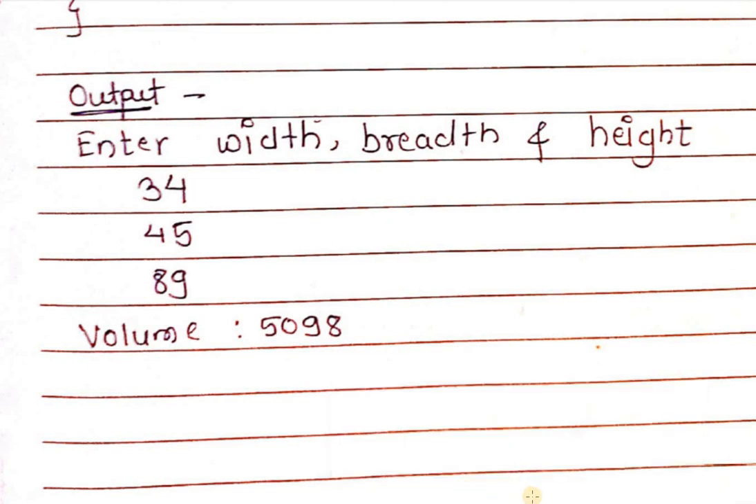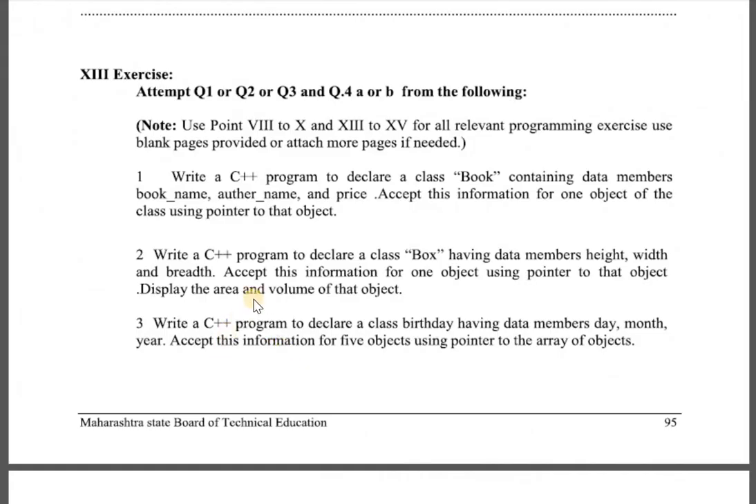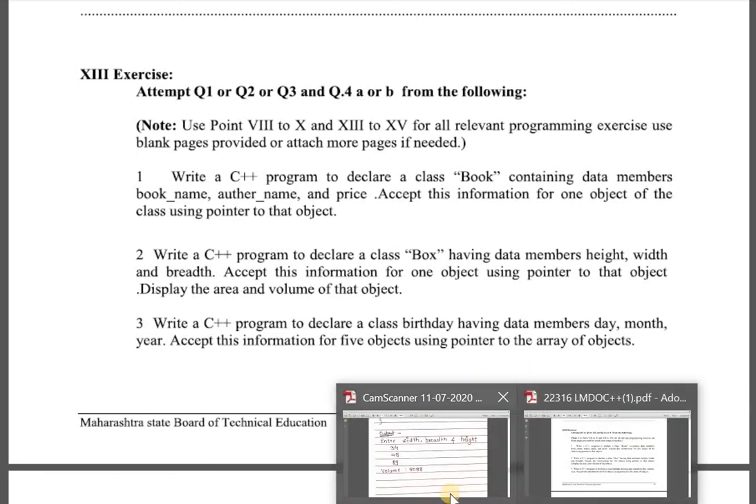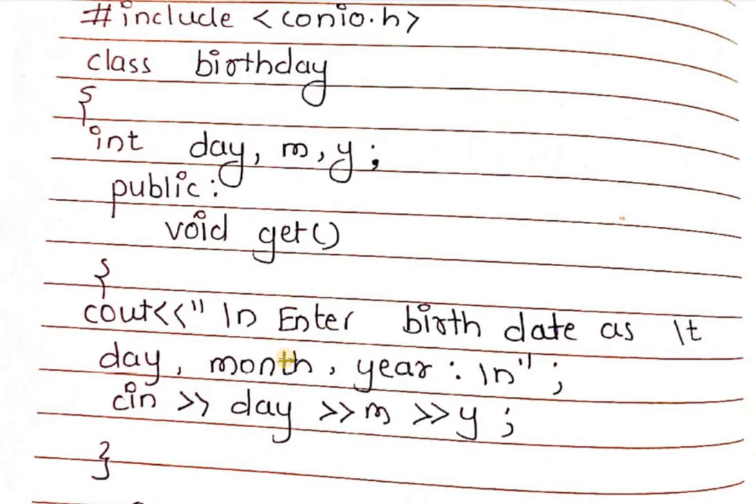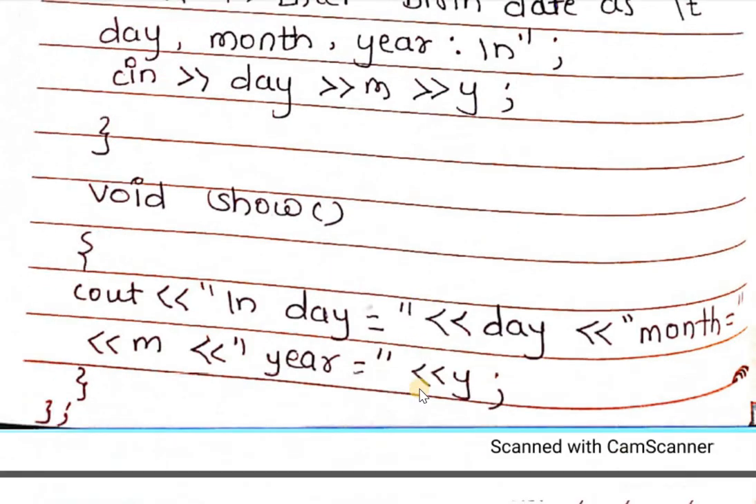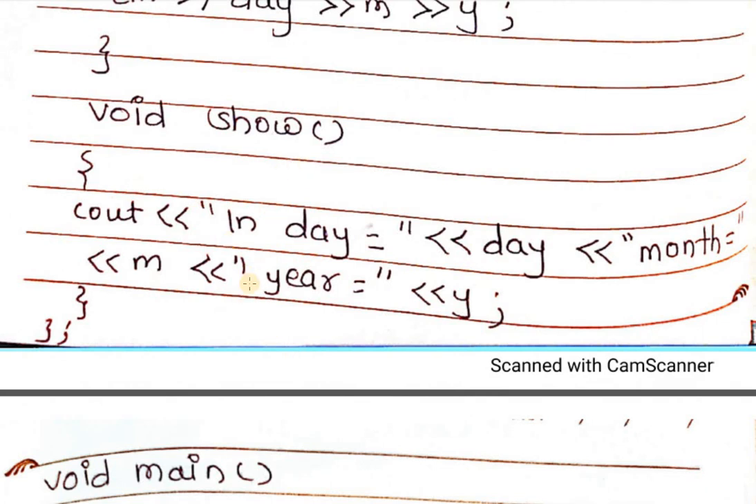Then the next program is: write a C++ program to declare a class birthday having data members day, month and year. Accept this information for 5 objects using pointer to array of objects. Okay. Here you want to specify one class, that is birthday, having data members day, month and year. By using the get function, we are entering day, month and year. Then the show function is used to display the birth date, that is day, month and year.